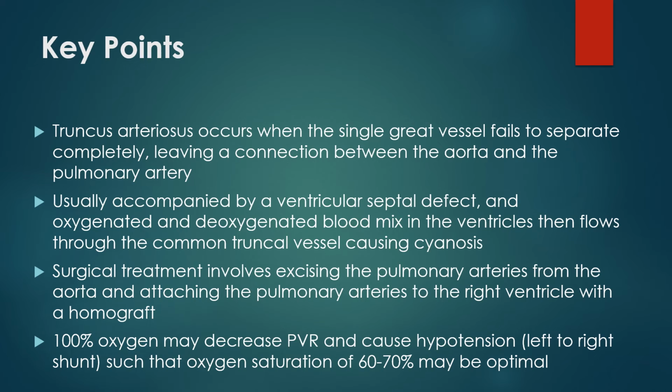Surgical treatment involves excising the pulmonary artery from the aorta and attaching the pulmonary artery to the right ventricle with a homograft. Very complicated operation. Lots and lots of hemorrhaging.